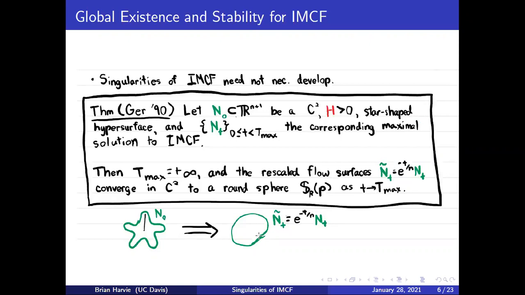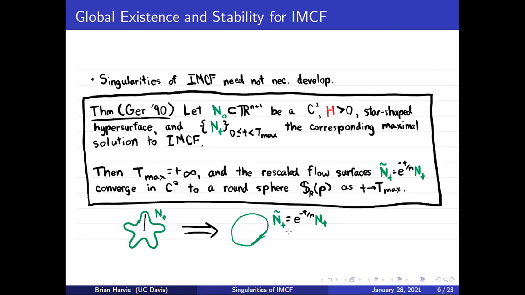Gerhardt showed that this is actually a more general behavior for inverse mean curvature flow. If you take a positive mean curvature and star-shaped hypersurface and you evolve it by inverse mean curvature flow, the flow actually exists forever. And also the sphere is stable under star-shaped perturbations. So in other words, if you take an initial surface M_t and you rescale the surface, or you blow it down by e to the minus t over n, the rescaled flow surfaces will become more and more round as one approaches t equals infinity. Okay, so singularities don't always need to form for inverse mean curvature flow.